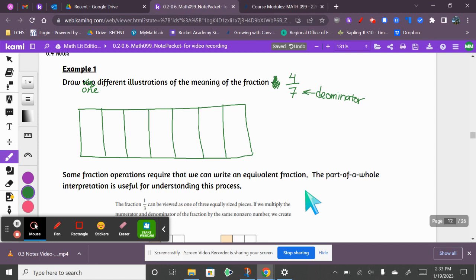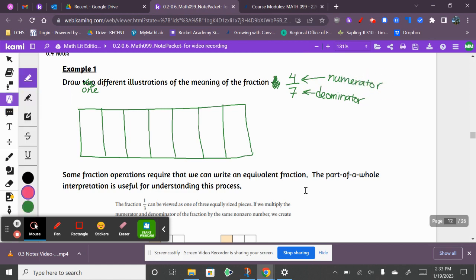If we have 4 out of the 7, our numerator tells us how many of those pieces we're actually considering that we have. So this would be 4 out of the 7. Okay, so that would be our representation of 4/7.